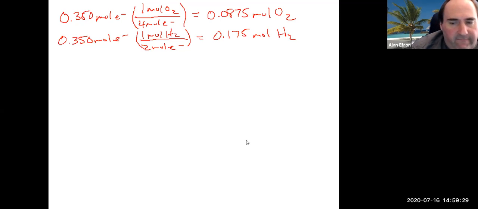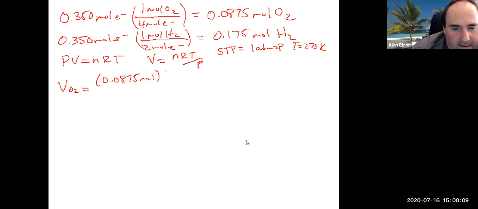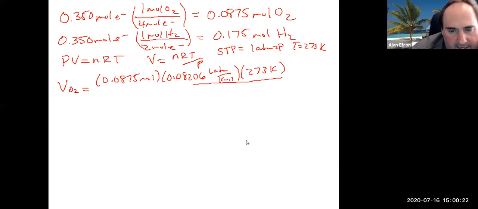So now that we're looking for really a volume of a gas, that again should lead you to the ideal gas law. So we're going to solve for volume. Volume would equal nRT divided by P. And a reminder again that the STP is 1 atmosphere for the pressure and the temperature is 273. So we can plug all of our numbers in here. So if we do the volume for oxygen, it is going to equal the moles we calculated above, 0.0875, R, which is 0.08206, temperature 273 because it's at STP, all divided by one atmosphere, which is our pressure at STP.